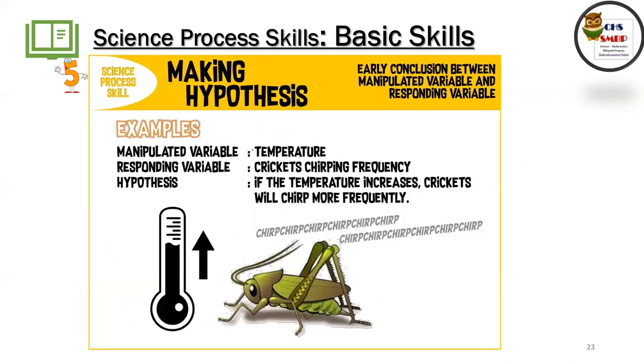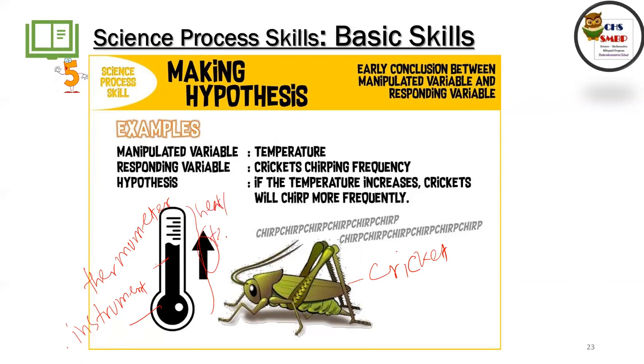Now, if you just look at this example, what can you see? It's a cricket. And then you see a thermometer. Okay. So what is the thermometer? It's an instrument, right? It's a research instrument. And if you look at this arrow, what does it mean? It means it measures the heat or temperature, right? Now you can see a word, chirp, so making sounds, right? So the sounds made by cricket. So you see, number one, manipulated variable, what is that? Temperature. So if the temperature goes up, what happens? If the temperature goes down, what happens? Responding variable, crickets chirping frequently.